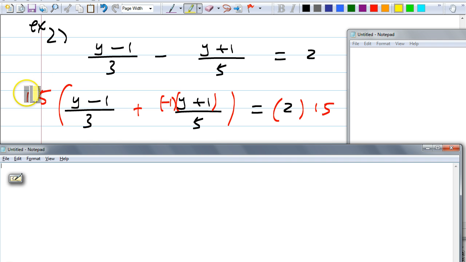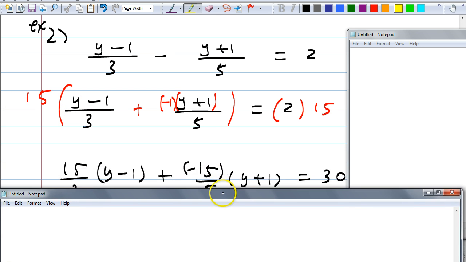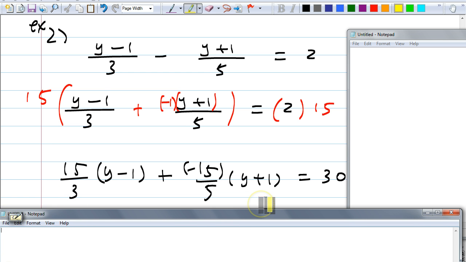Look what happens when I multiply 15 times (y minus 1) over 3. What would happen to 15 and 3? 15 is really 15 over 1, isn't that right? Does 3 go into 15? Yes. How many times does it go in? 5 times. So you have to do 5 times, in parentheses, y minus 1, right? Does that make sense? What about 15 and 5? How many times does 5 go into 15? 3. Okay. So then we get this. I actually wrote this out for you so that you can see how 15 over 3 becomes 5. Negative 15 over 5 becomes 3.